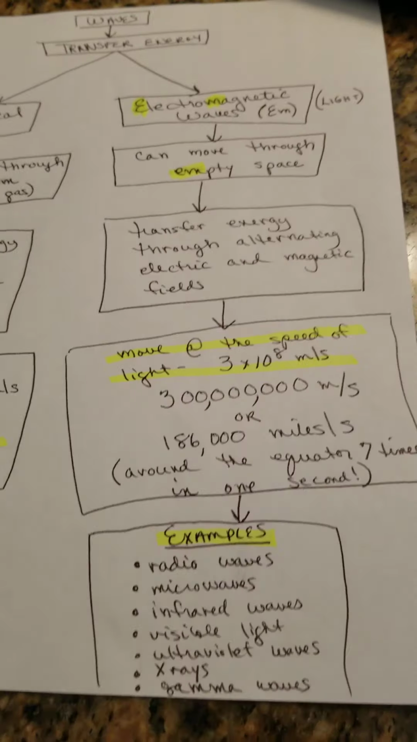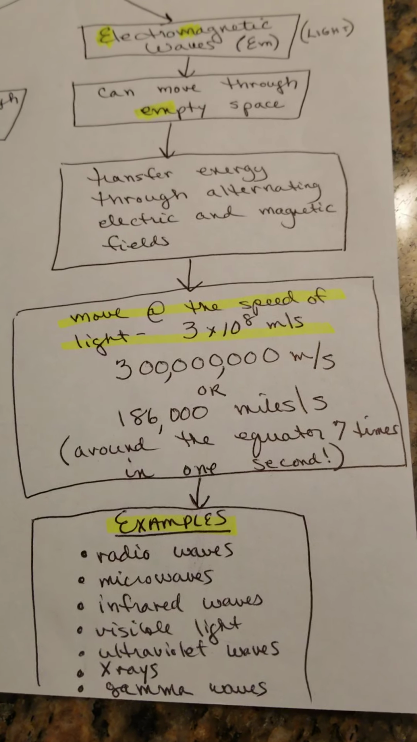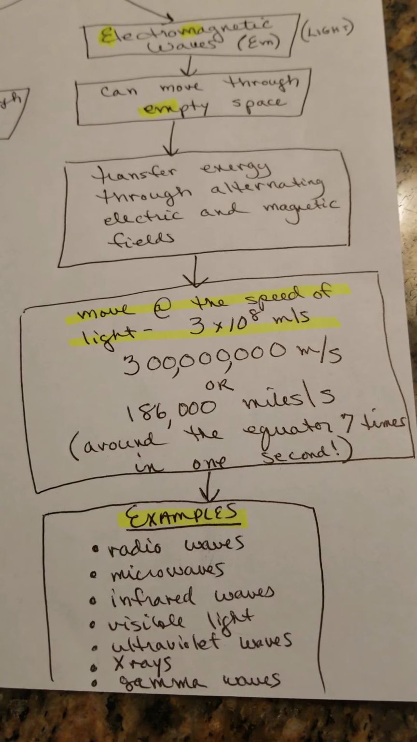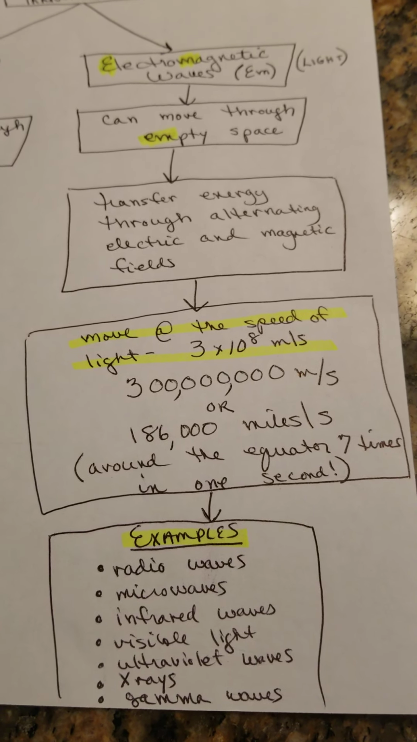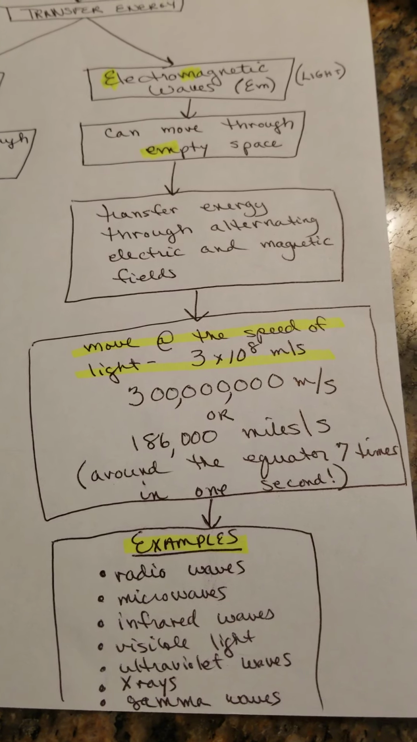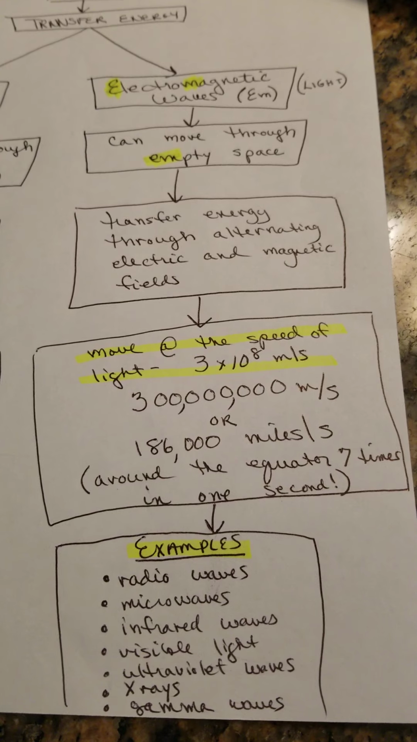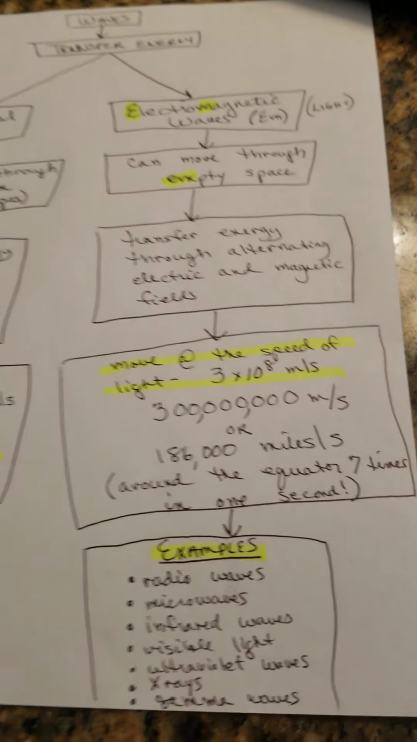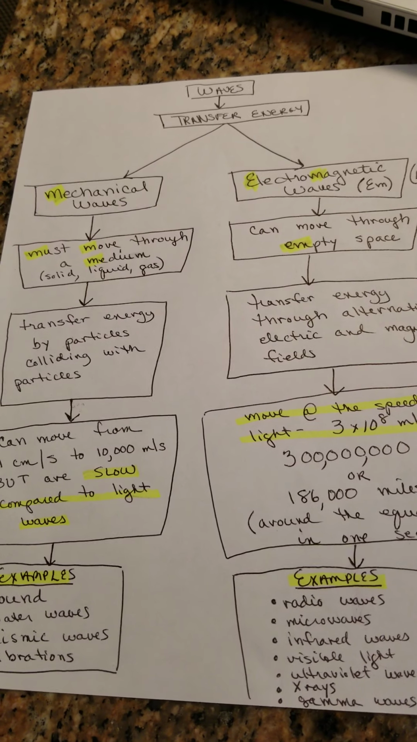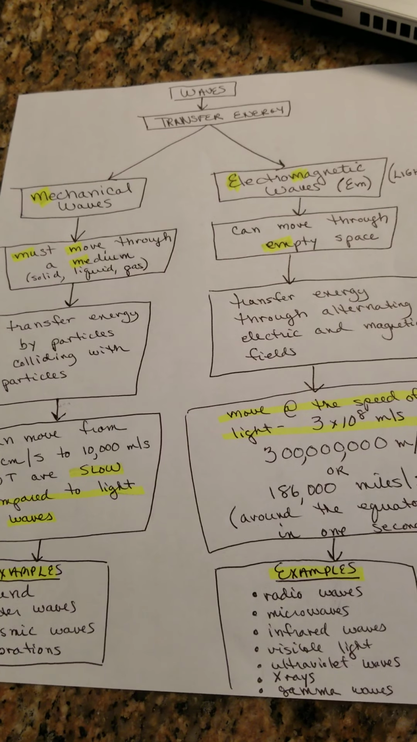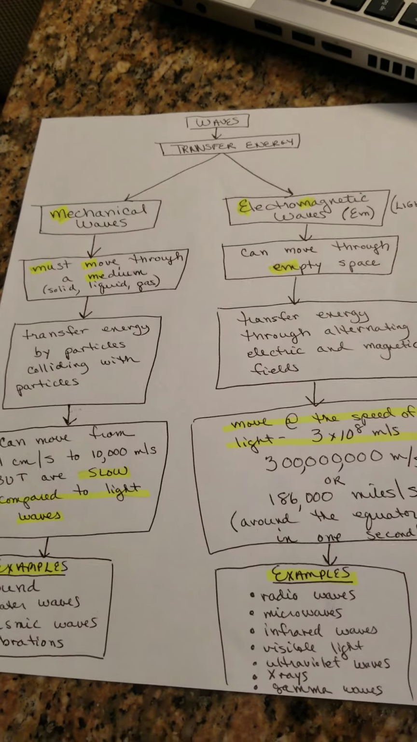Let's move on. E&M waves, examples are radio waves, microwaves, infrared waves, visible light, ultraviolet light, X-rays, and gamma rays. That's what we would call the electromagnetic spectrum, which we're going to talk about in coming weeks. So that is your introduction to 2 different types of waves that are available to us in the universe, mechanical waves and electromagnetic waves. Make sure you read this, take notes on it, and be aware.